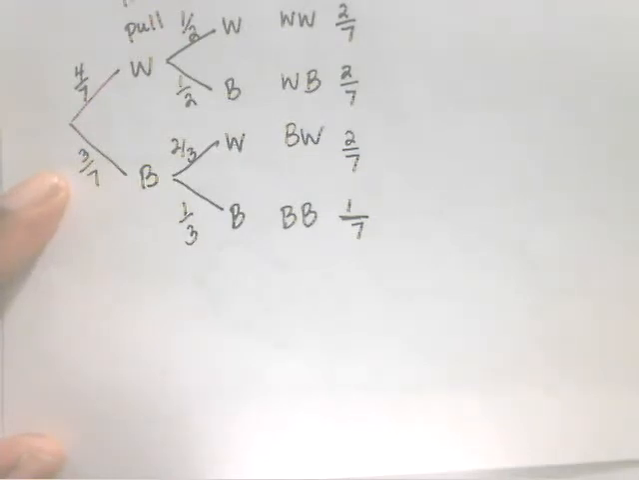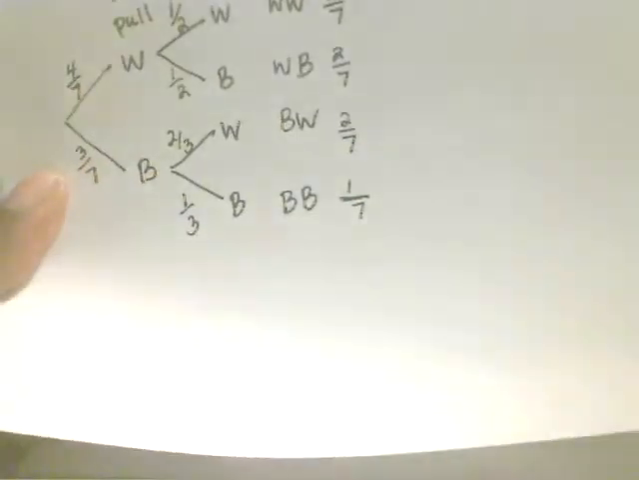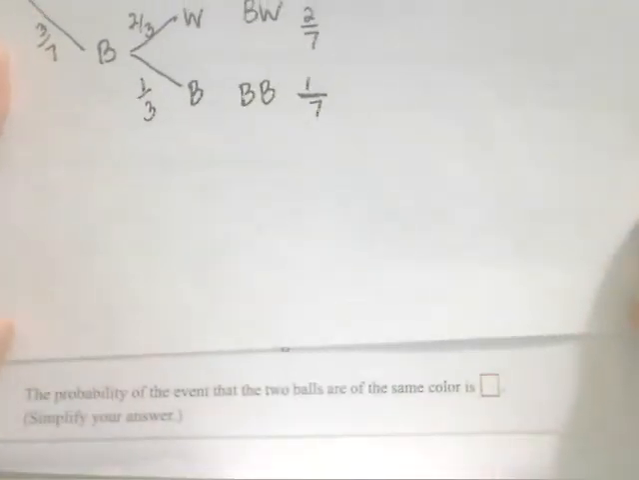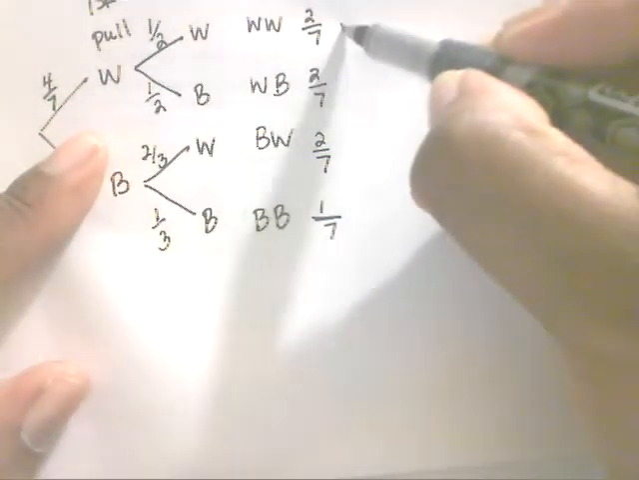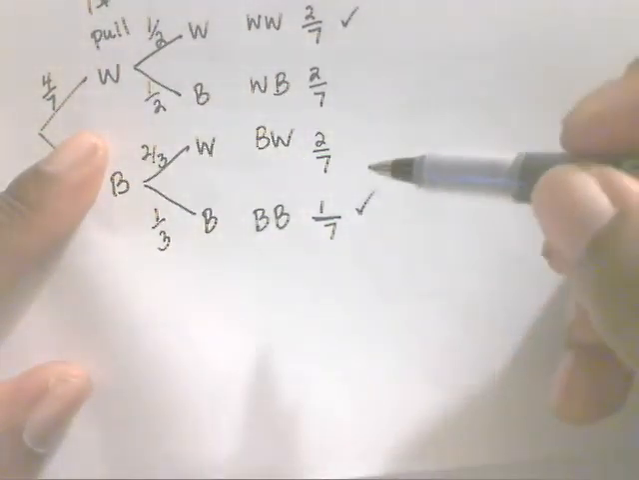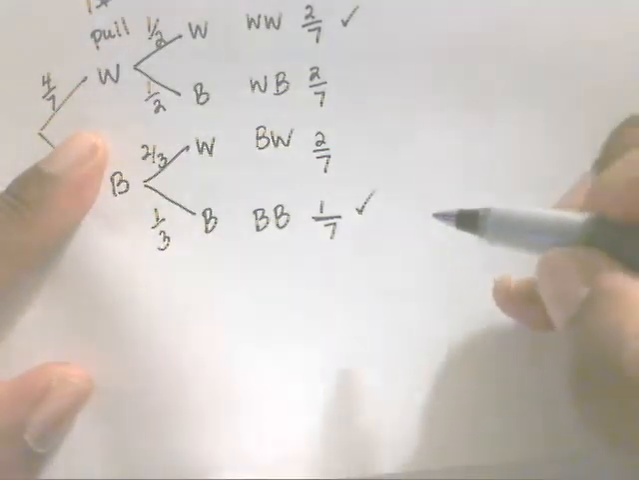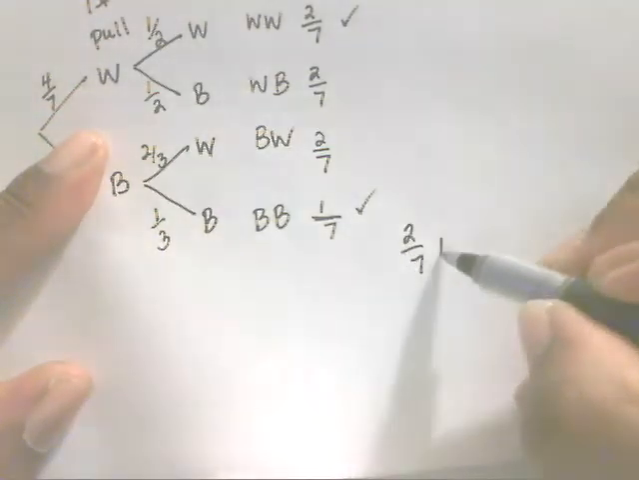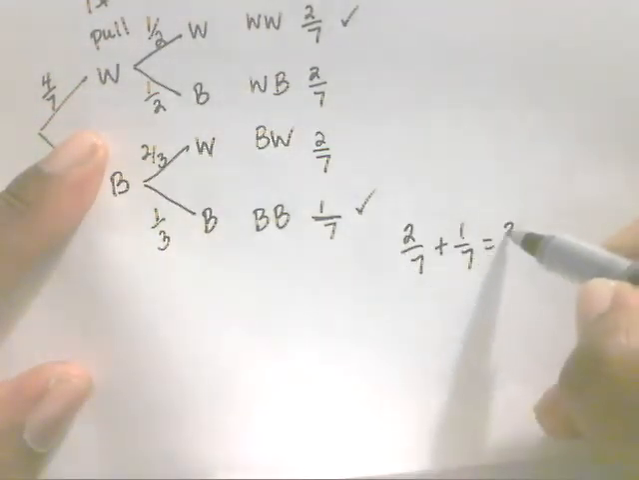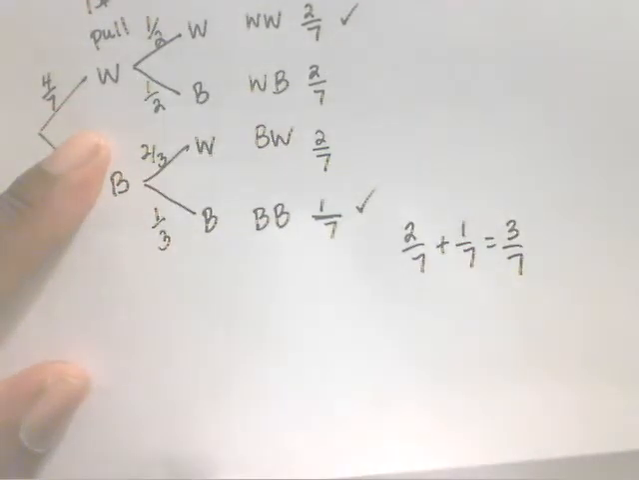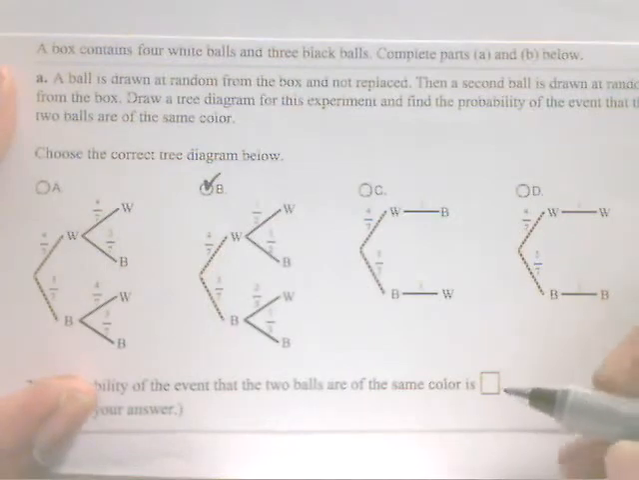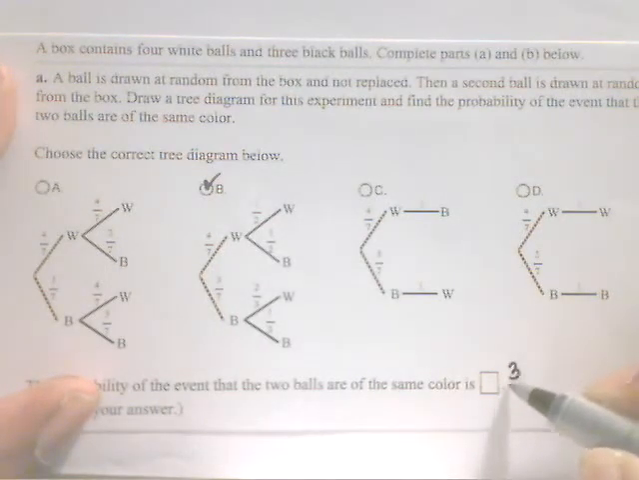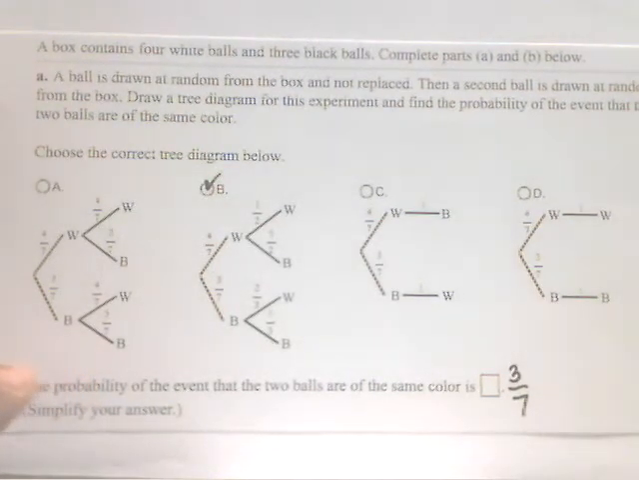Now we want the probability of pulling two balls of the same color. So here's an outcome where we have white and white, and black and black. So we're going to add 2/7 to 1/7, which is 3/7. So the probability of pulling two balls that are of the same color is 3/7 as your answer.